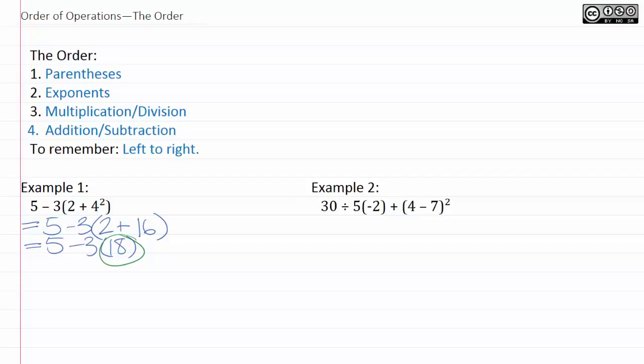You can't make 18 any simpler. 18 is 18 and will be 18 until the end of time. Can't really do anything with that. So instead, we look at what's going on next.